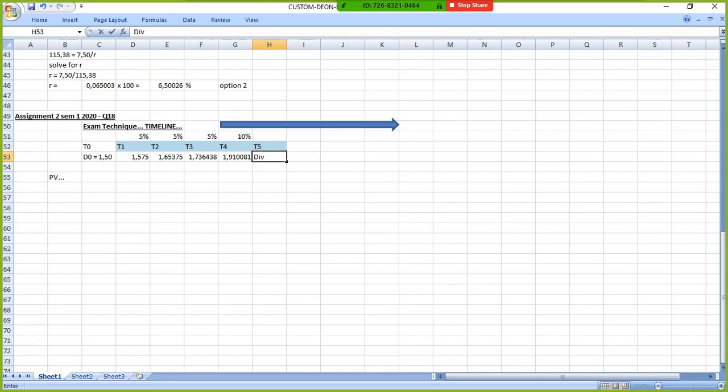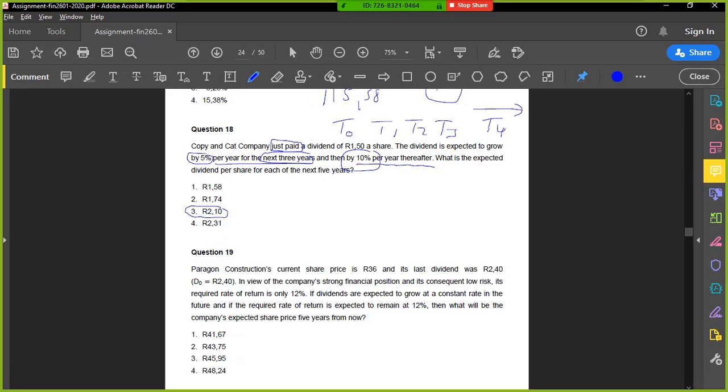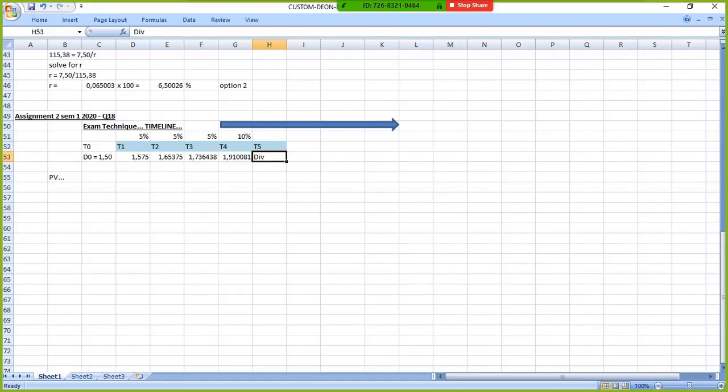No, but wait. It says what is the expected dividend per share for each of the next 5 years? Then they should have given 5 answers here, not just one. I think maybe the wording here is incorrect. I think it should have been for the fifth year. Because if they're asking for the dividend for each year, then you're going to have multiple answers.